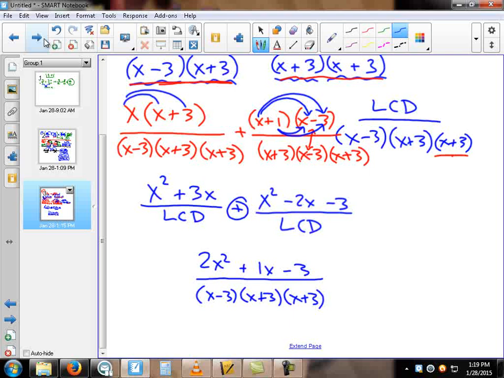Now I would like to see if the numerator factors. So I'm going to try to factor. It's going to have to be 2x and x. And the factors of 3 are 1 and 3. So I'm going to just start plugging things in. I want to put the 3 here and the 1 here. This is 3x. This is 2x.